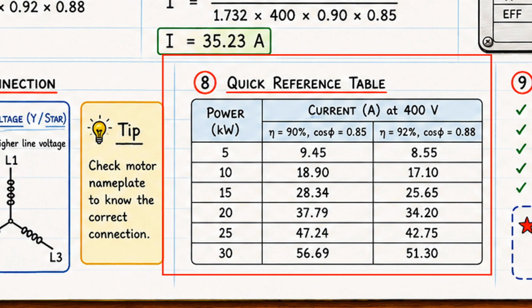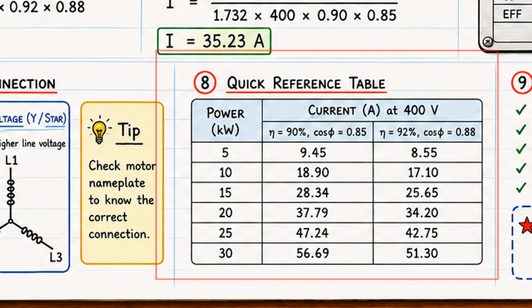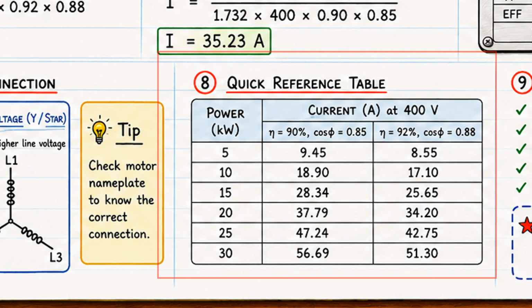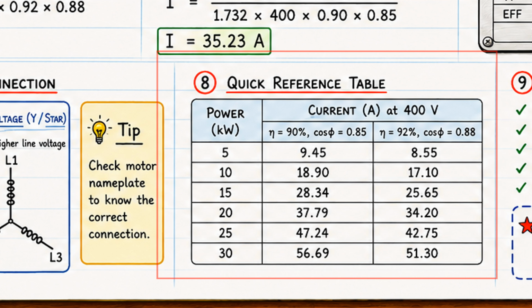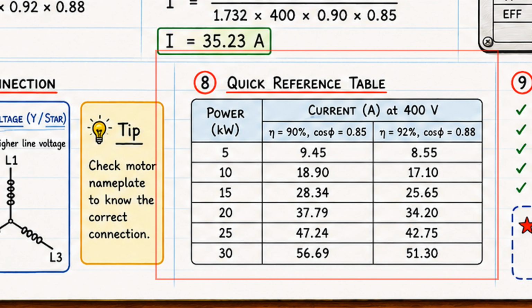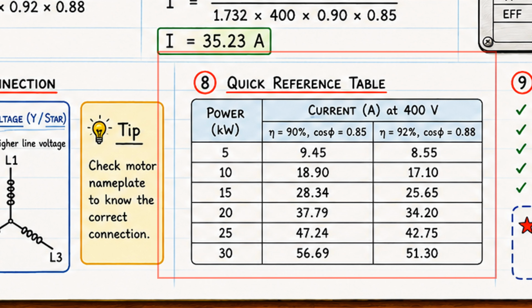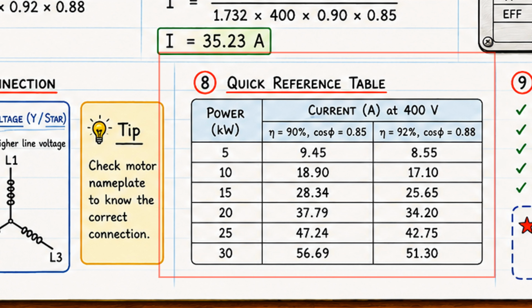Now, take a look at the table. There are two current columns displayed side by side. The first column is based on an efficiency of 90% and a power factor of 0.85. The second column is based on an efficiency of 92% and a power factor of 0.88. Notice what happens. For a 15 kilowatt motor, the current drops from 28.34 amperes to 25.65 amperes.